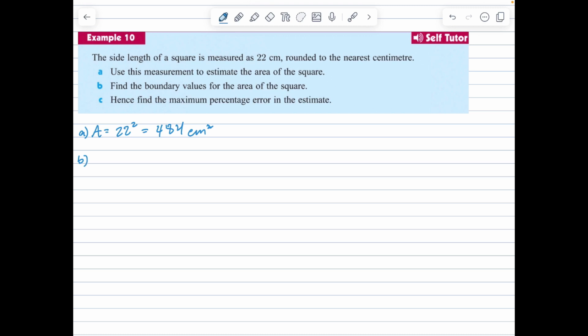Part B, find the boundary values for the area of the square. Well, since the thing that was measured were the dimensions, we have to apply the plus or minus a half to the dimensions themselves, not the area. So in other words, the length of the square was approximately 22 centimeters, plus or minus a half, as was the width. So the length could have been as small as 21.5 and as large as 22.5. And same with the width.